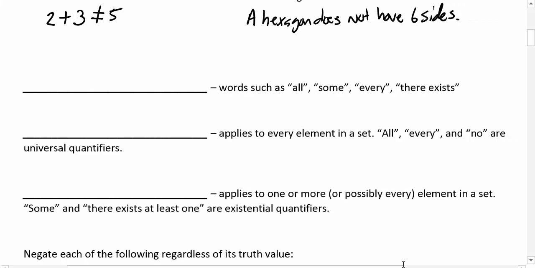Okay, a couple more vocab words. A quantifier is a word such as all, some, every, or there exists, used to identify some sort of quantity or an amount of some kind. Then we have a universal quantifier, which applies to the extreme cases of everything or nothing. Then we have what's called an existential quantifier.